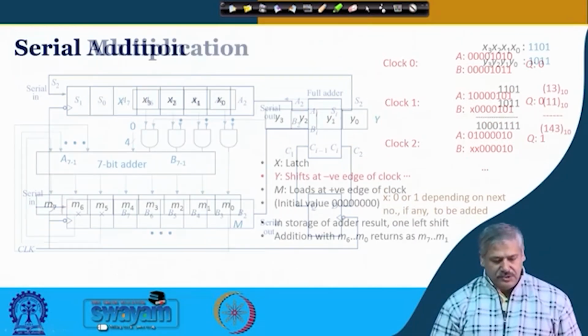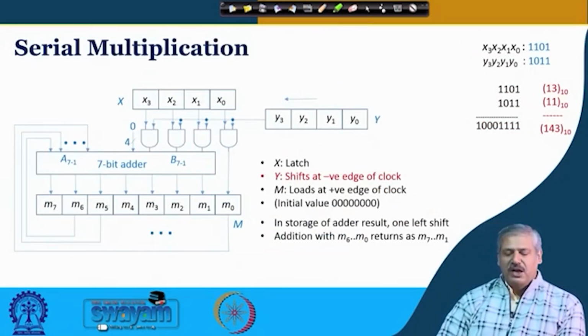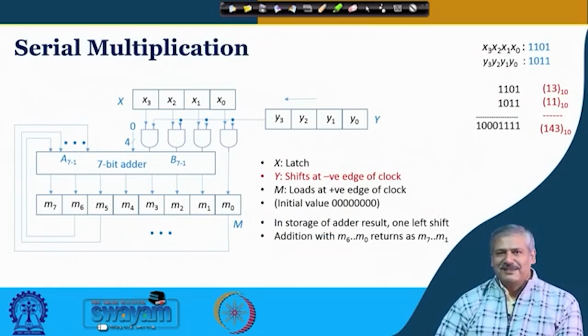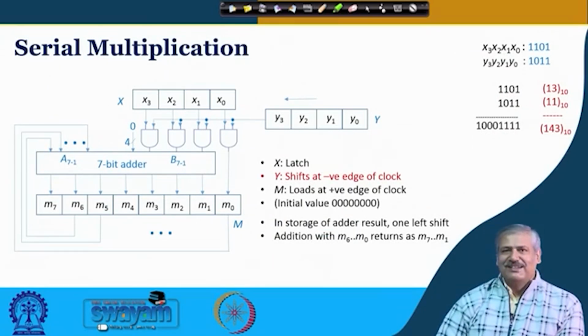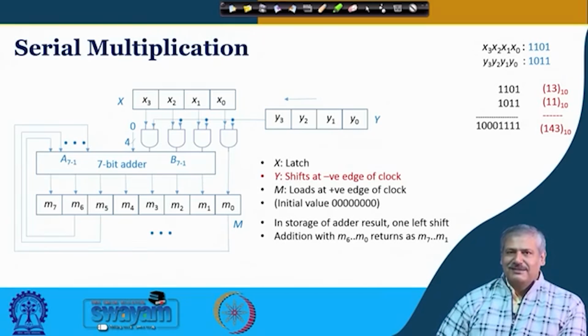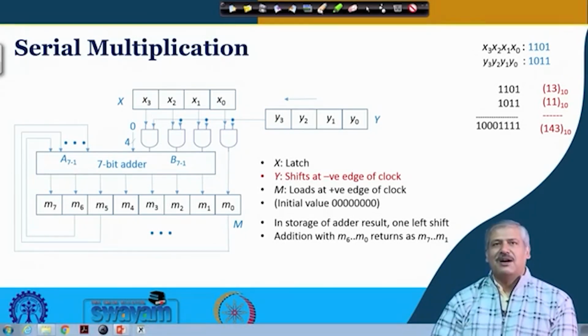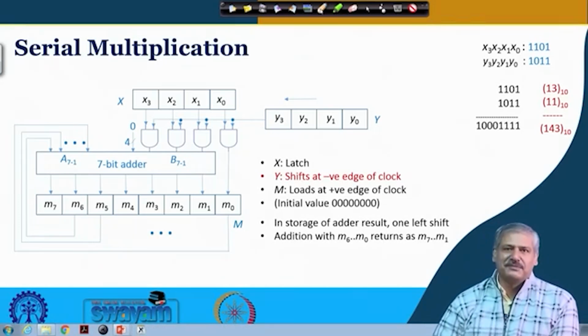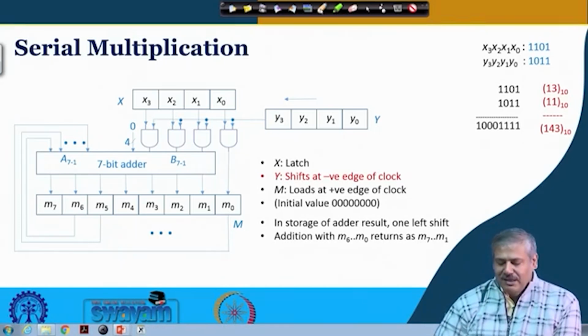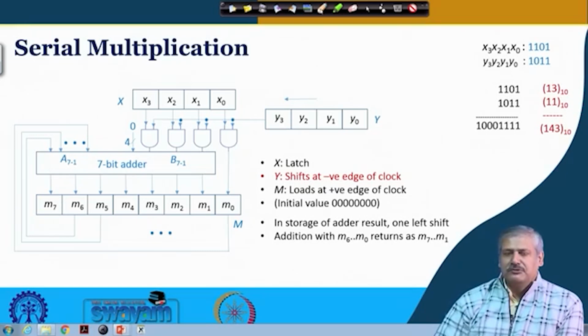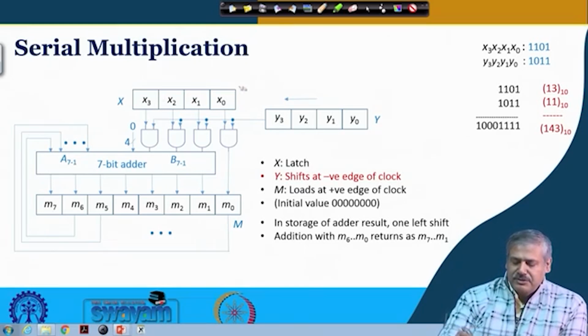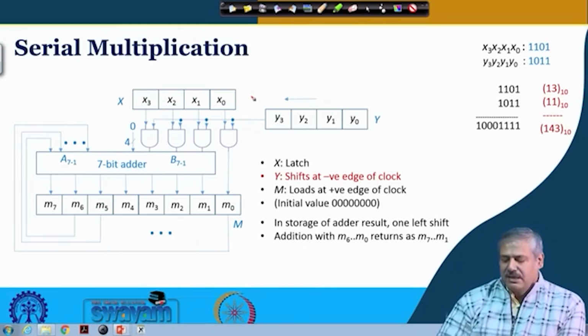Okay. So, next we look at serial multiplication. In serial multiplication, first let us get familiarized with the hardware that we are using. So, the 2 factors to generate the product: one is x3, x2, x1 and x0, and the other one is y3, y2, y1 and y0.